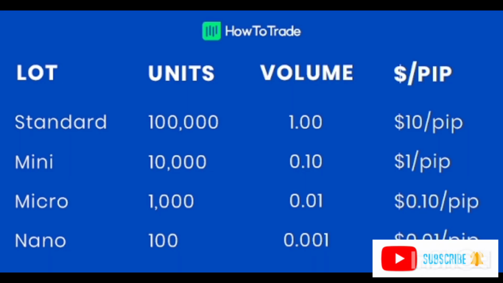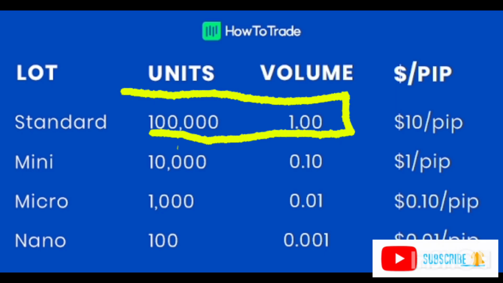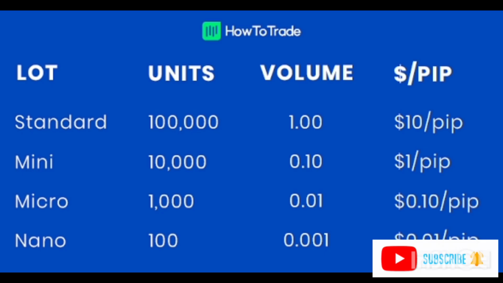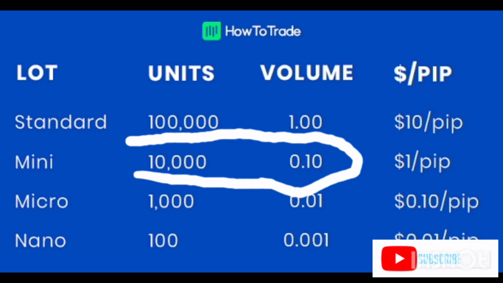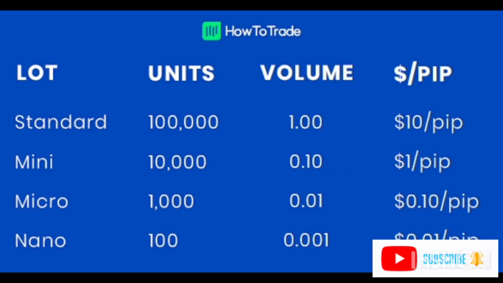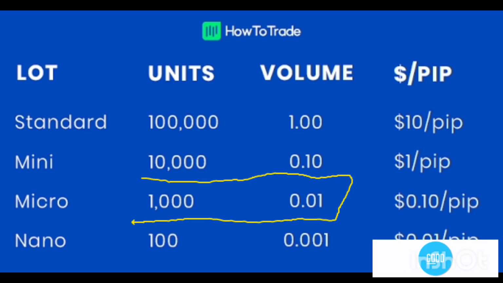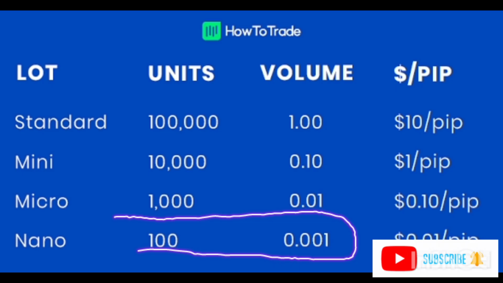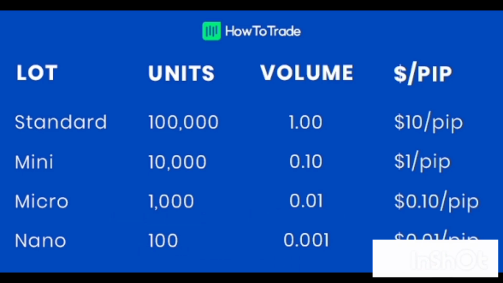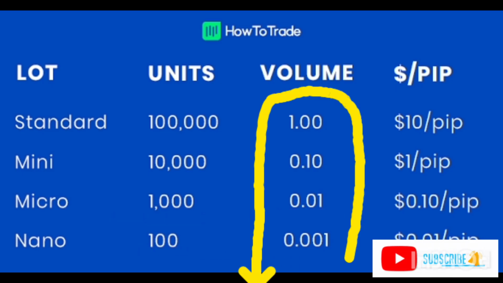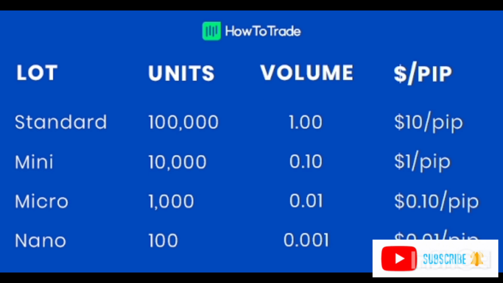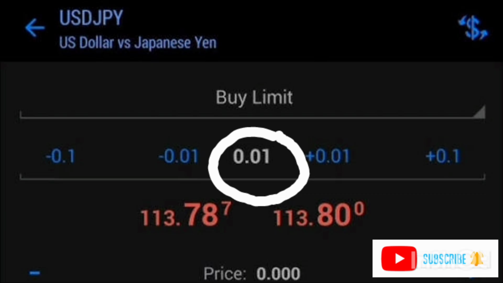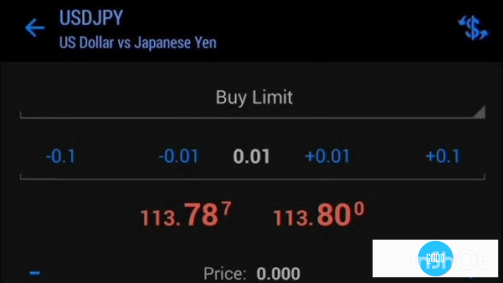Now, the way these categories are derived is based on powers of 10. If one lot represents 100,000 units, then dividing both sides by 10 gives you 0.1 lots, which equals 10,000 units, that's a mini lot. Dividing again by 10 gives 0.01 lots, which equals 1,000 units, that's a micro lot. This continues further for nano lots. The reason traders focus on the fractional side, like 0.1 or 0.01, is because that is the execution side. When placing trades, you simply specify the lot size, and the corresponding monetary value is automatically understood.